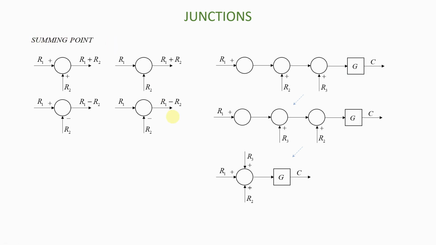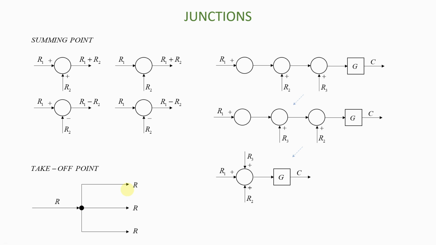The second type of junctions we're going to talk about is takeoff points. And takeoff points are represented by a big dot like that. And so simply, what is a takeoff point? It's a place where the signal branches out into many directions. That is basically what a takeoff point is. So let's say the signal that you had here coming into the takeoff point was R, and now we have a takeoff point allowing the signal to now branch out in three different directions. So each of these will also have the same signal R.